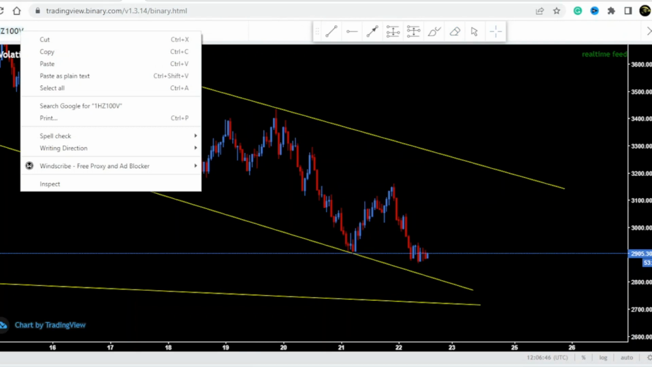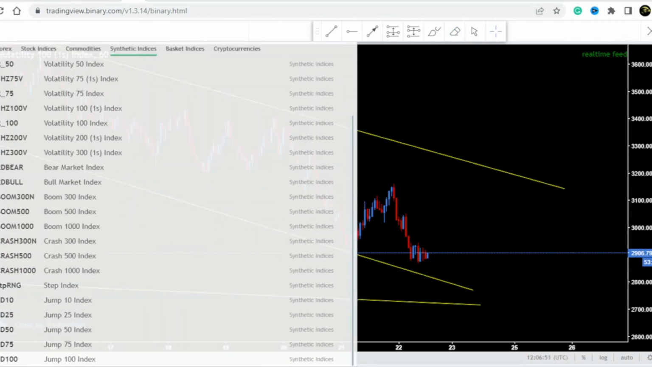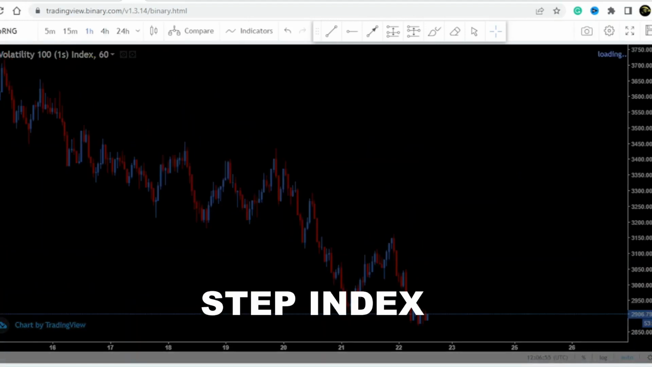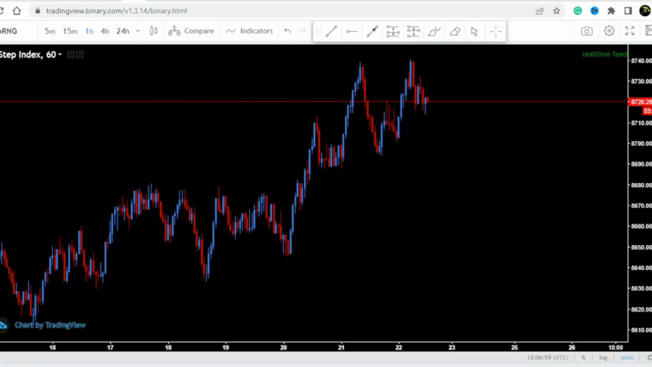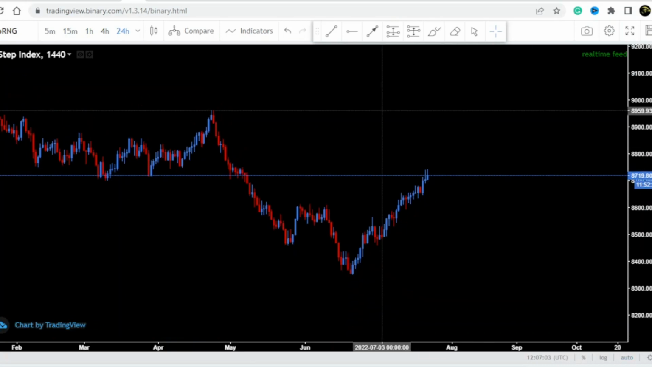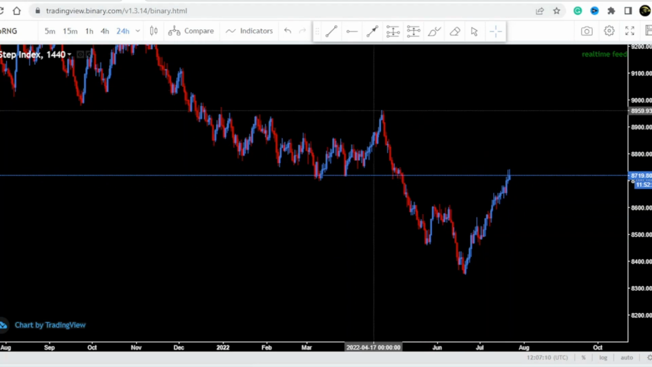Maybe we can look at step index. Let's look at step index. Let me save this here. So step index is here. Okay, and of course start from the daily time frame. Yeah, so you can see from the daily time frame that step index is actually on an upward trend. So maybe you can place your first line over here.